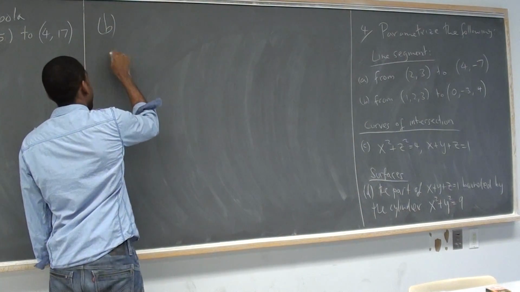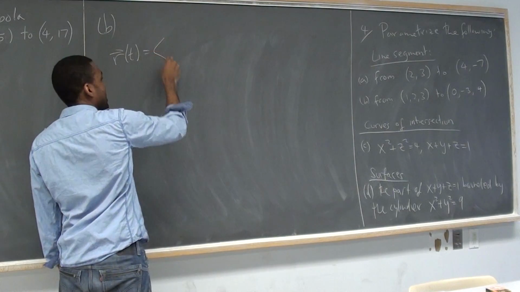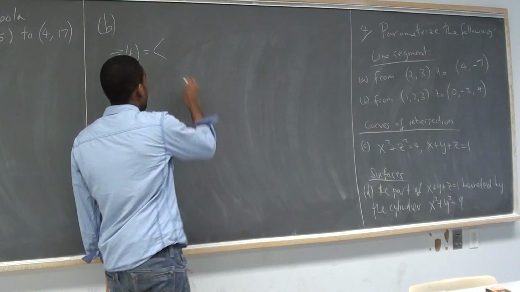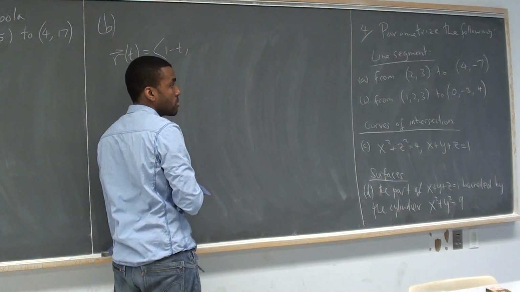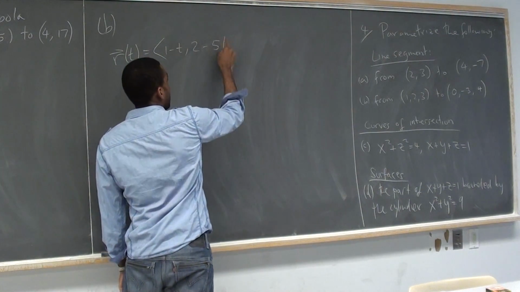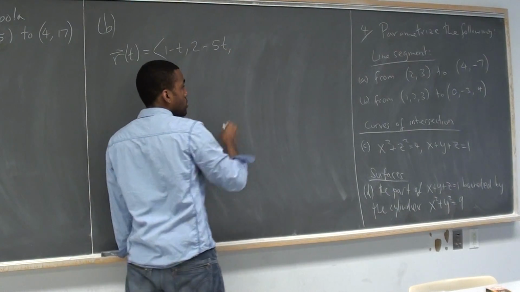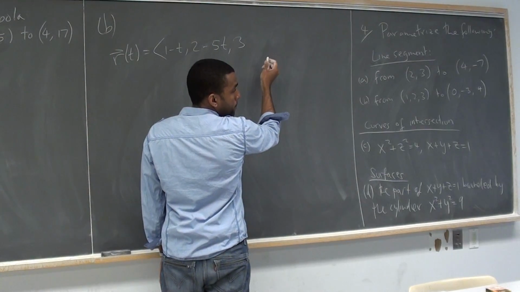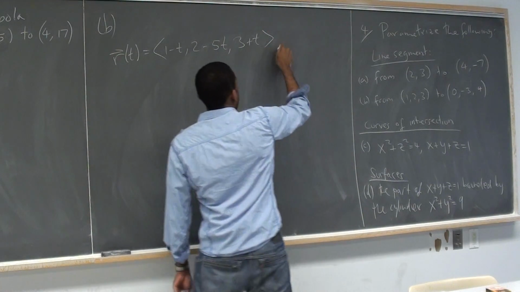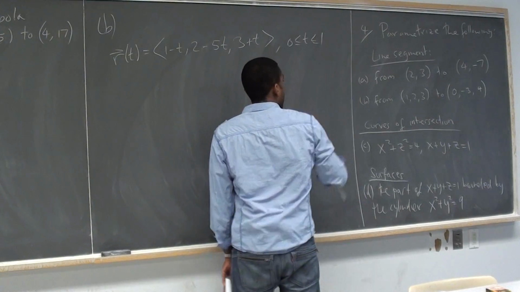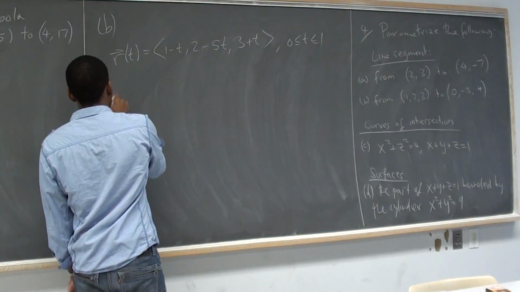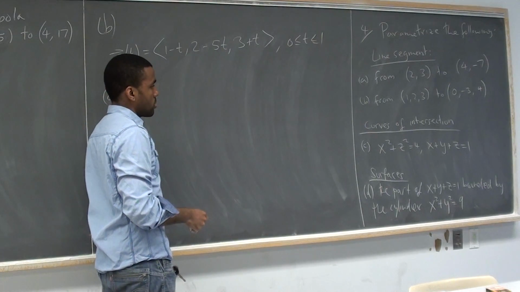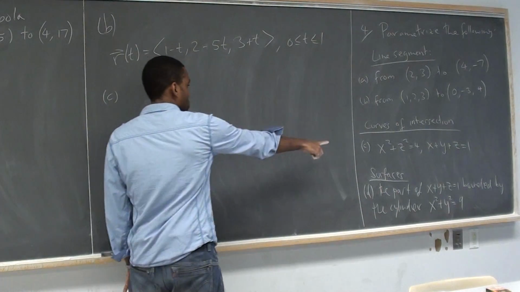What does this one look like? 1 minus t, 1 minus t, 2 minus 5t, 3 plus t. Oh, sorry. How about C? 2 variables? No, wait.